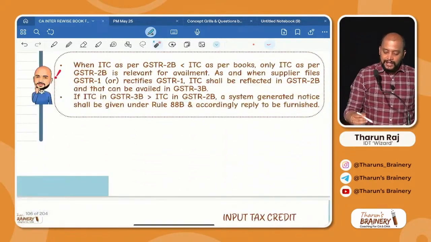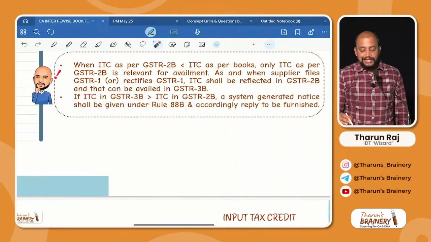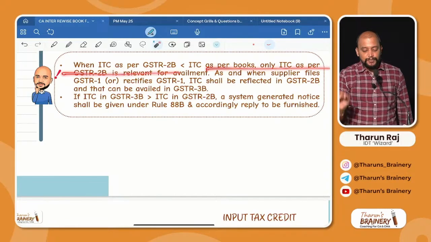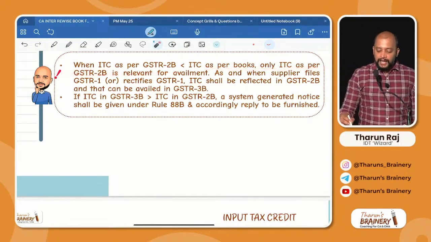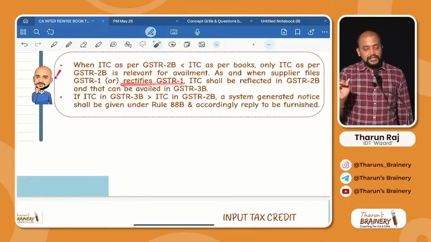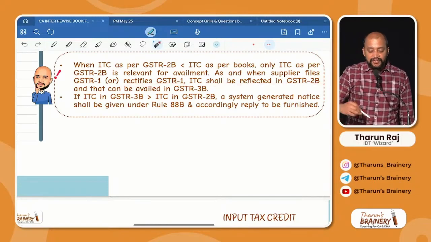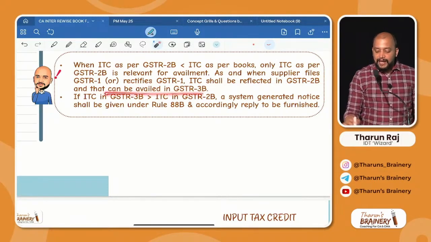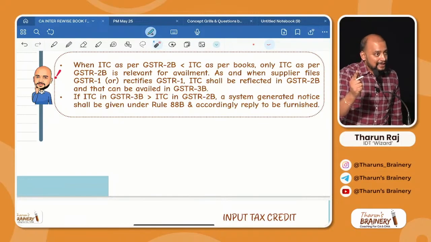You can see here, when ITC as per 2B is less than ITC as per books, only ITC as per 2B is relevant for availment. As and when the supplier files GSTR1 or rectifies GSTR1, ITC shall be reflected in 2B and that can be availed in 3B. Is that clear?